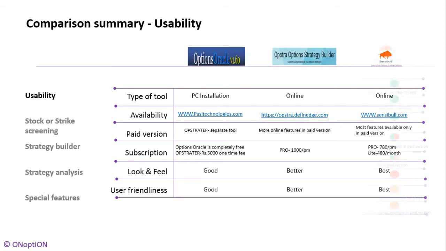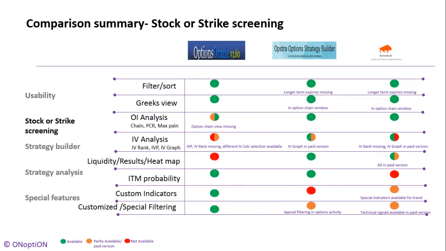Right, let's move on to the stock or strike screening features. Filtering and sorting features are available in all three tools, but Opstra and Sensibull are missing long-term strike filtering or viewing. That means the December strikes and all, you cannot see in Opstra or Sensibull, but it is available in OptionsOracle. That's a good thing with OptionsOracle.